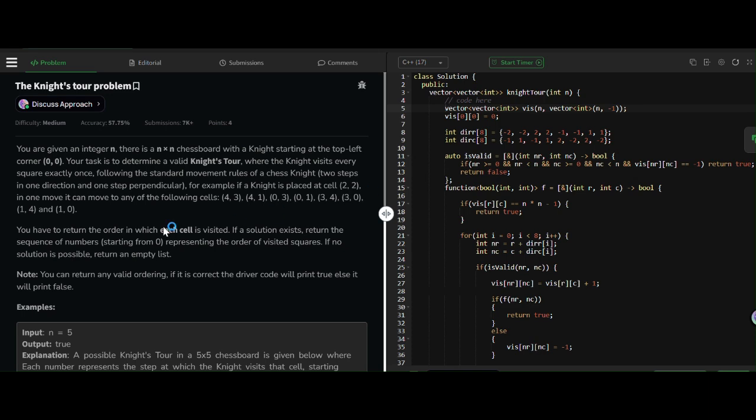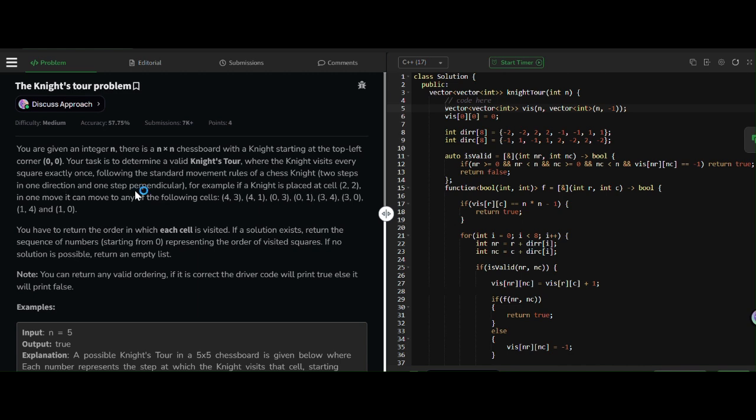Okay, so let's start with the problem of the day, that is the Knight's Tour problem. Let's read the problem statement. You are given an integer n. There is an n by n chessboard with a knight starting at the top left corner. Your task is to determine a valid knight's tour, where the knight visits every square exactly once, following the standard movement rules of a chess knight.